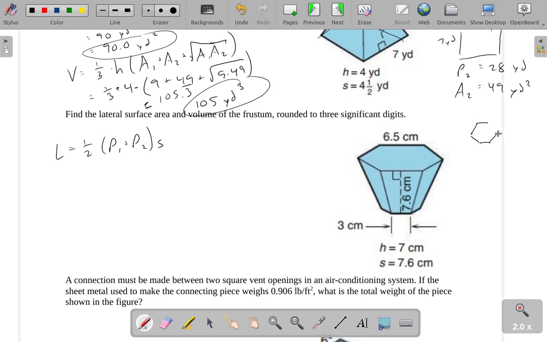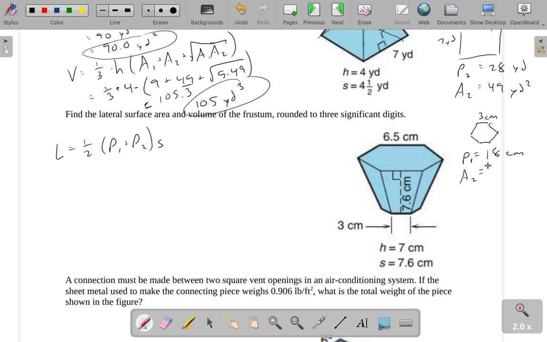So for the smaller base, that's the one down here, it doesn't really matter which order we do these in. I don't know why I'm doing the smaller ones first each time, but I am. This is 3 centimeters for each of these 6 sides. The perimeter, since there are 6 sides, would be 18 centimeters. 3 times 6 is 18. I'm going to call that perimeter 1.